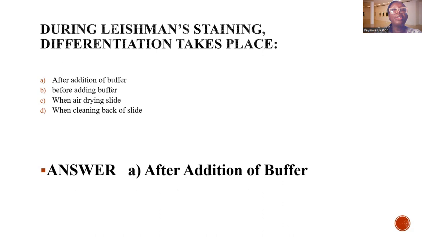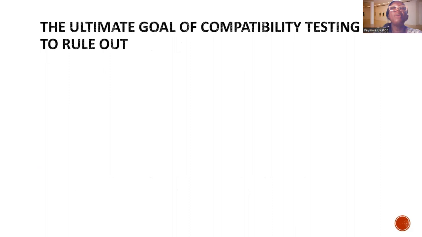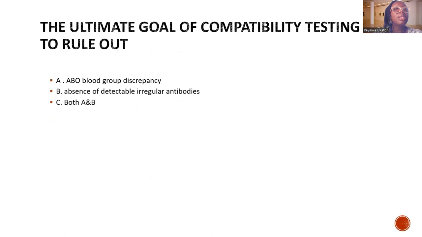The ultimate goal of compatibility testing is to rule out: ABO blood group discrepancy, absence of detectable irregular antibodies, both A and B. Answer is C. The ultimate goal of compatibility testing is to rule out ABO blood group discrepancy and absence of any detectable irregular antibodies.